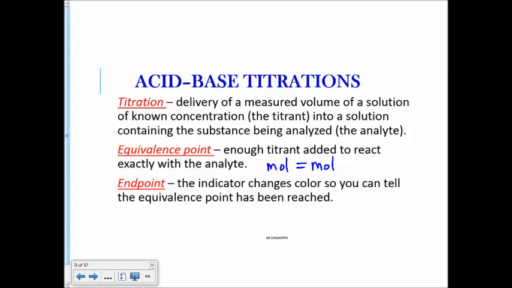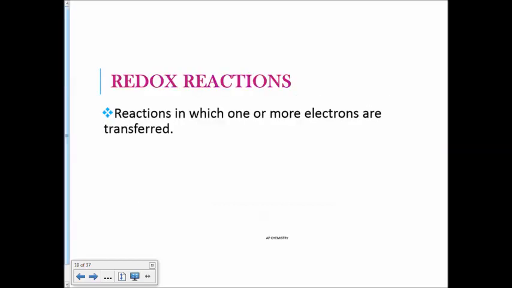So for our purposes, we're doing a titration. It's going to be a redox titration, but we'll still be looking for that indicator color change. Okay. Redox reaction. Reactions in which one or more electrons are transferred. So we're looking for the change in the charge, because that tells us that the electrons have moved. Looking for that movement of electrons.